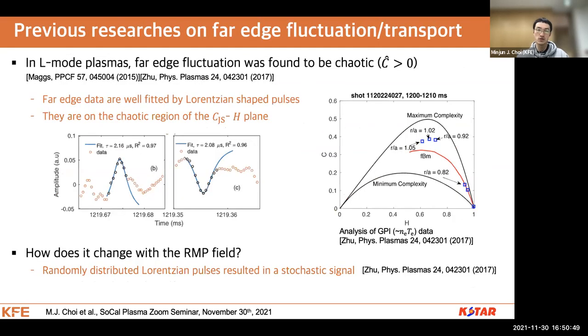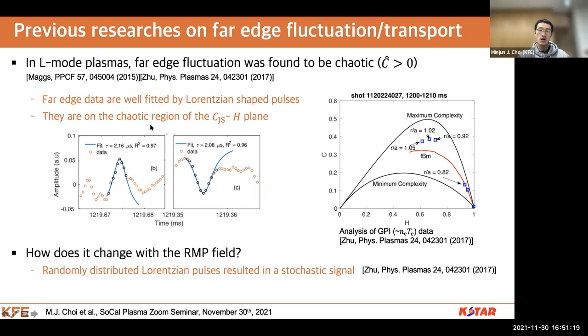So let's move to the far edge fluctuation or transport analysis. There are some previous researches on the characteristics of far edge fluctuation or transport. In L-mode plasmas, far edge fluctuation was found to be chaotic based on the same complexity-entropy analysis in these works. And they found that the data are well fitted by this Lorentzian-shaped function, as you can see here.